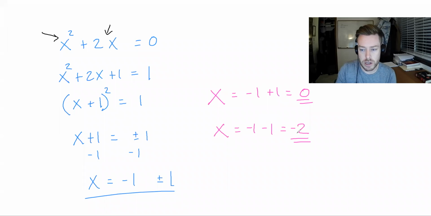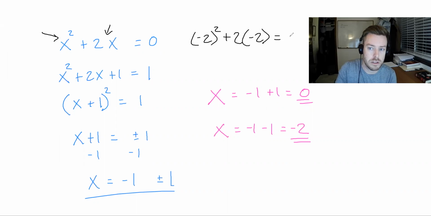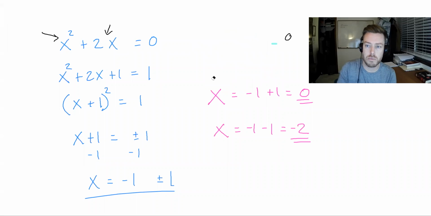So if we put in negative 2 for the first one, now we have negative 2 squared plus 2 times negative 2 should be equal to 0. Well, negative 2 times negative 2 is positive 4. We're going to have a 2 times a negative 2, which is just negative 4. It's equal to 0. 4 minus 4 is 0. 0 is equal to 0. It checks. So these are our two solutions for this, completing the square method.